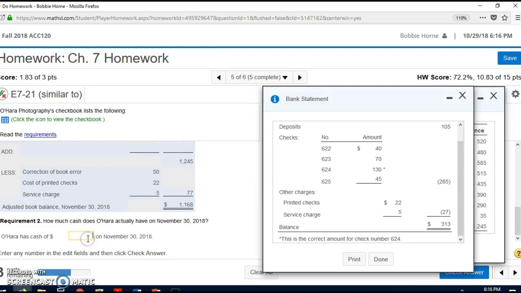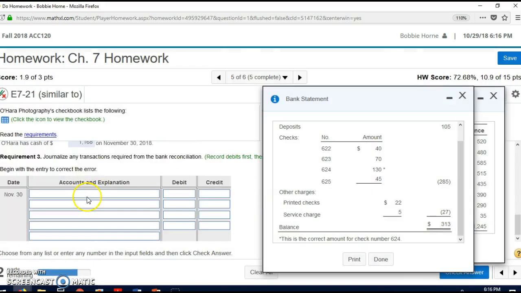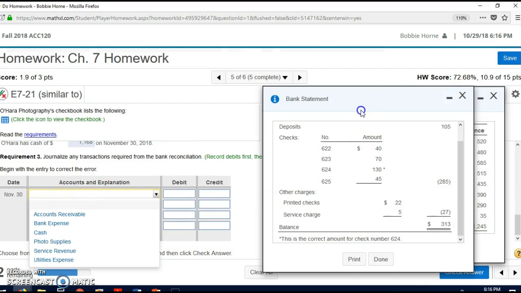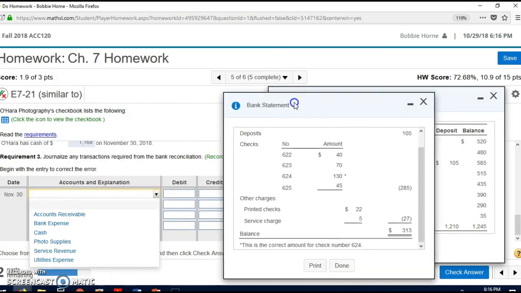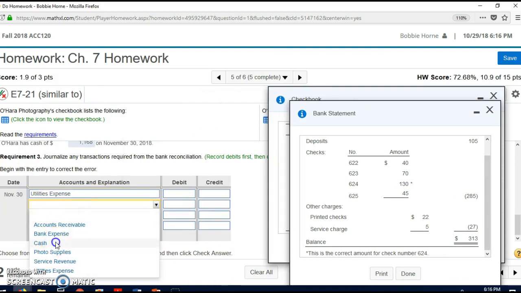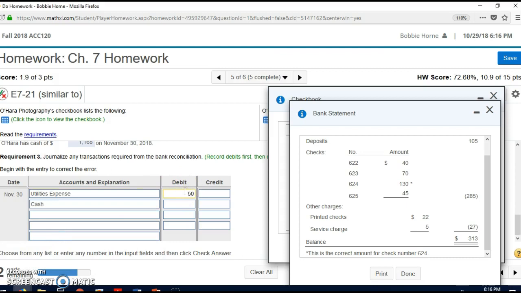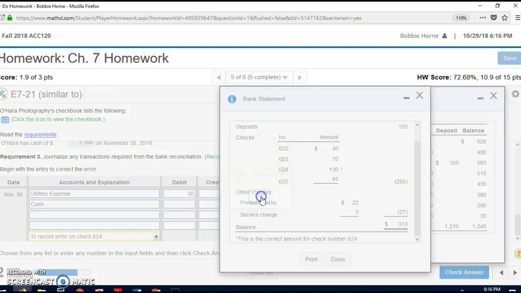How much does O'Hara actually have on November 30th? $1168, the balance. And then it's going to ask you to correct the error. The error was on the utilities, so it was a $50 error. So we would correct that by debiting utilities expense and crediting cash for $50 more.